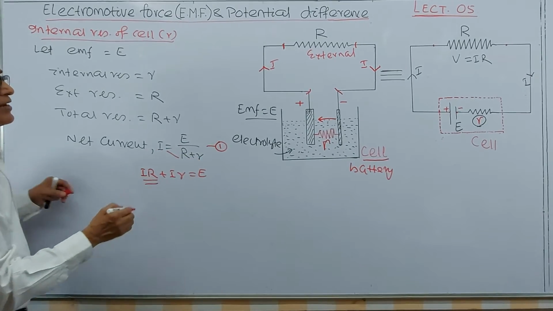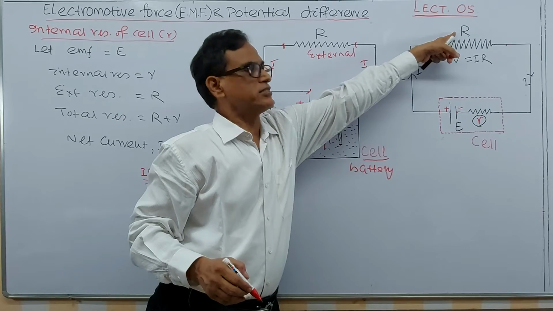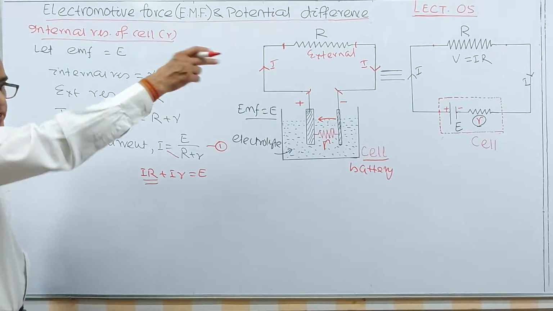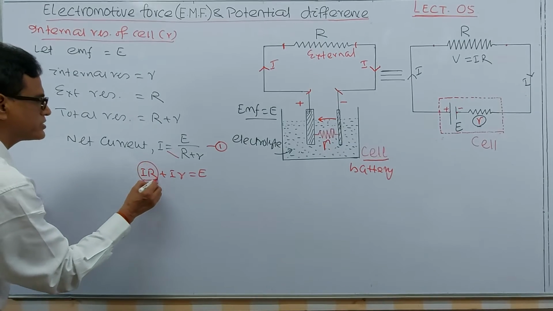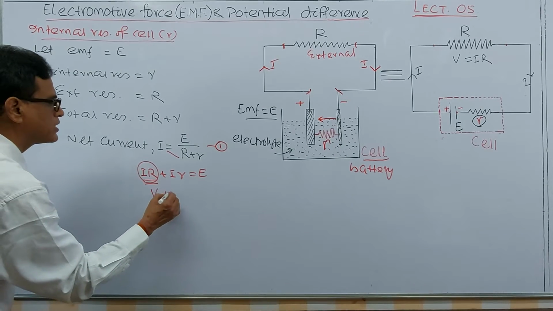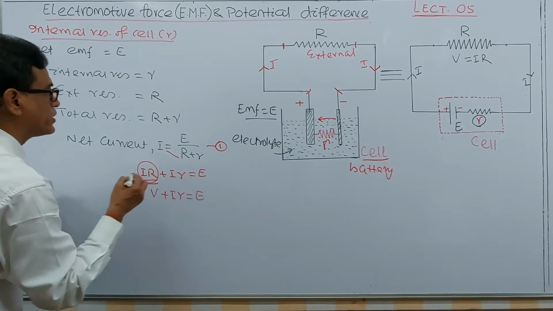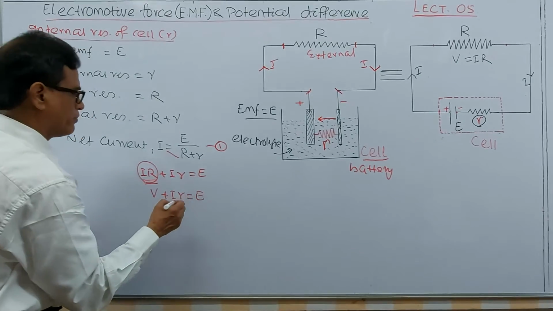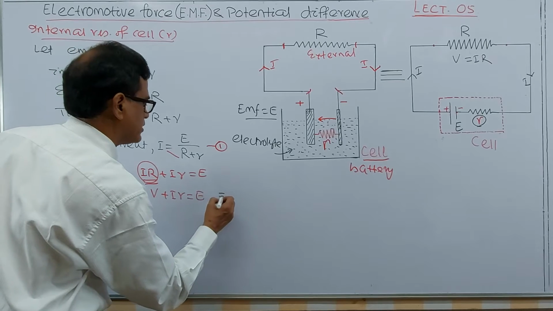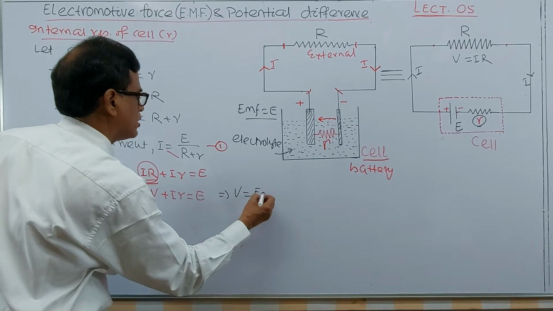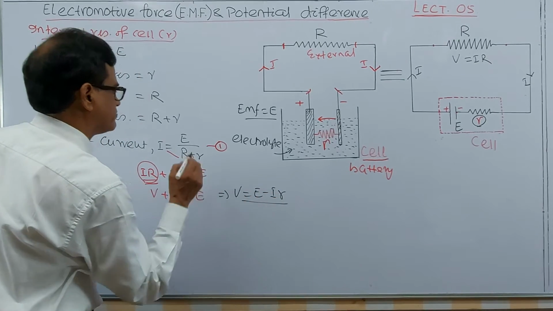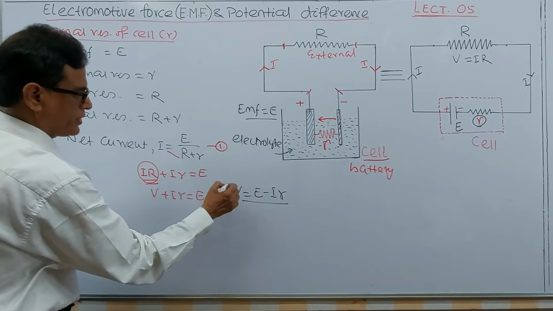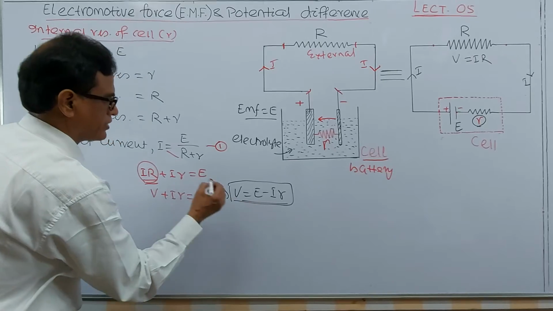But what is IR? Current into resistance is the voltage developed across this resistor under consideration. That's why this is written as V plus Ir is equal to E. So this is the simplest relation I am having. So this gives you V equals E minus Ir. Do you follow this one? V is equal to E minus Ir.